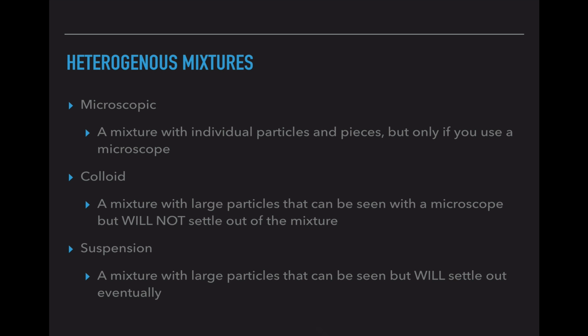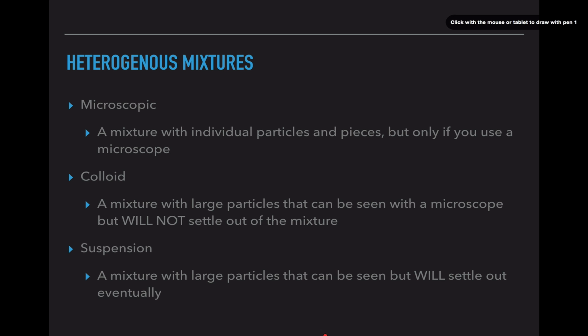Types of heterogeneous mixtures. We have microscopic mixtures, where you actually have to use a microscope to see the individual particles and pieces. We have a colloid, which is a mixture with large particles that can be seen with a microscope, but they will not settle out. And we have a suspension, which is a mixture with large particles that can be seen, but they will eventually settle. So examples of these three.